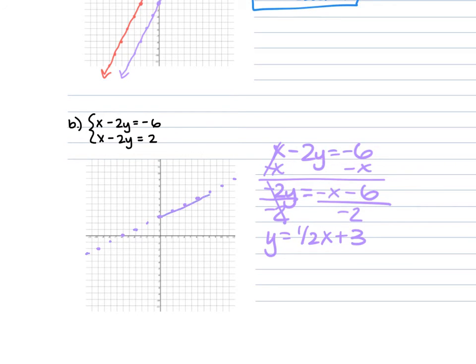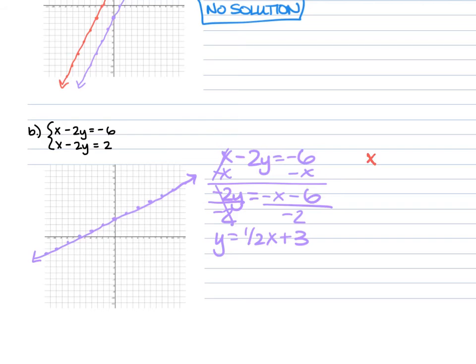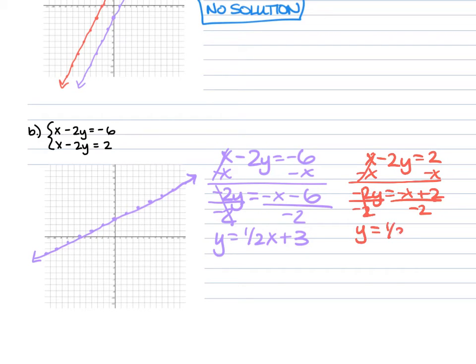Draw your line through your points, and then move on to your next slide. Your next one, we have x minus 2y is equal to 2. We're going to subtract the x from each side. Negative 2y is equal to negative x plus 2. Then divide by negative 2 on both sides. And we're going to get y is equal to 1 over 2x minus 1.